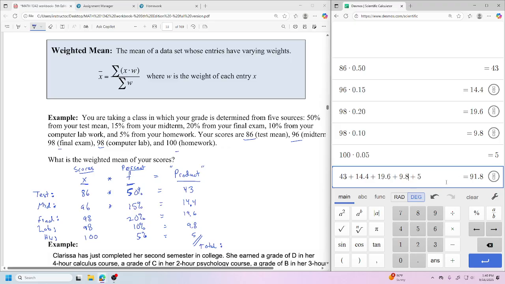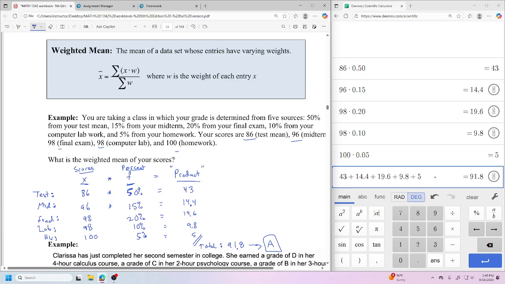1, 2, 3, 4, 5. 1, 2, 3, 4, 5. Yeah, okay, cool. So there it is. A 91.8. So you give me a letter grade. What would that be? An A, of course. Of course that's an A. That's awesome. Is that okay?